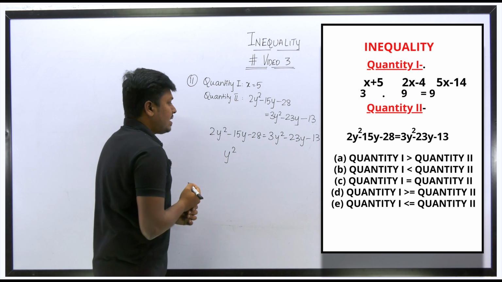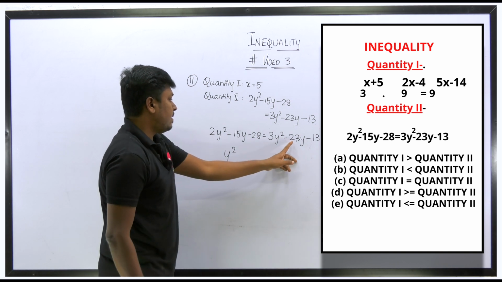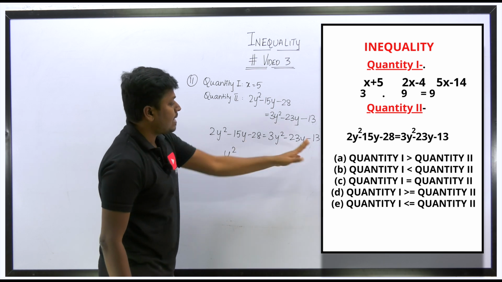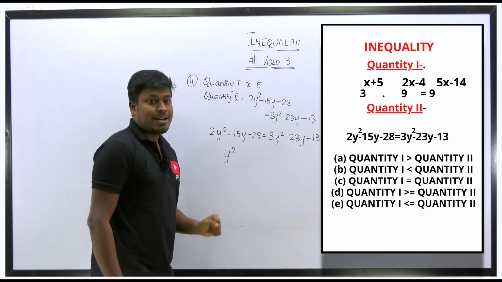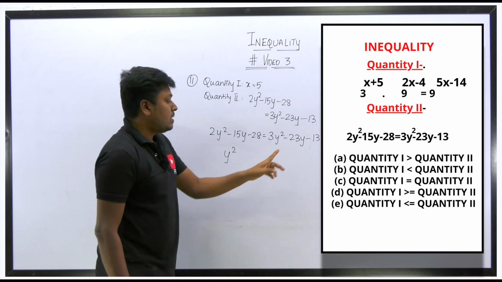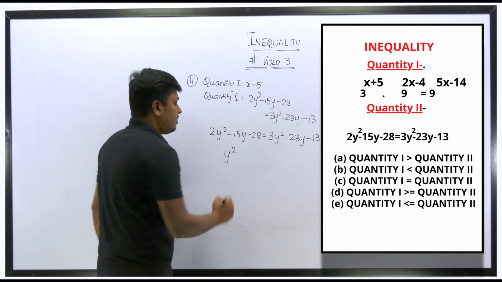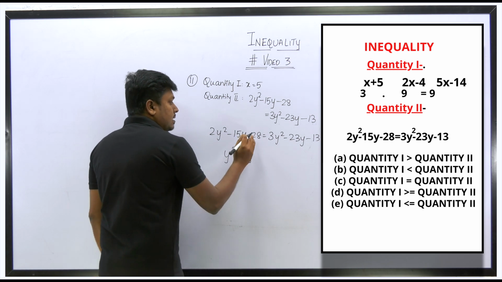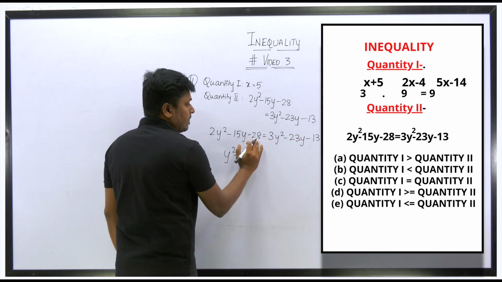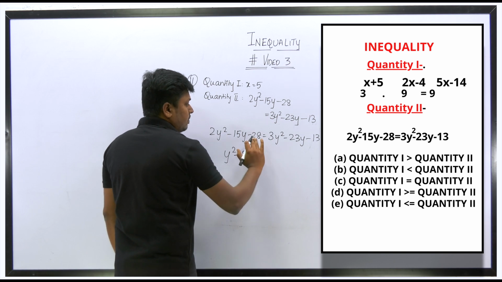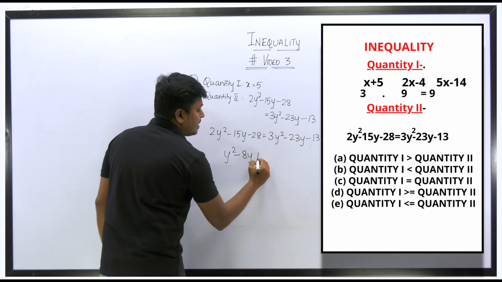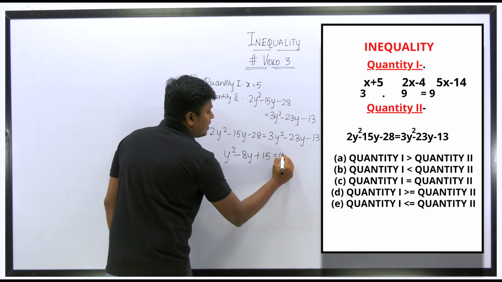Got it? So next will be 23. Just see here, minus 23. When you bring this minus 15y towards the right hand side, it becomes plus 15y. So minus 23 plus 15 will be minus 8y. Got it? So next will be 13 and 28. When you bring this towards the right hand side, it becomes plus 28. So the resultant will be plus 15 is equal to 0.